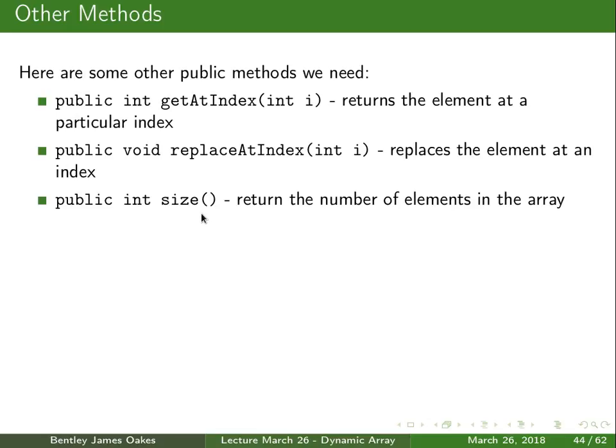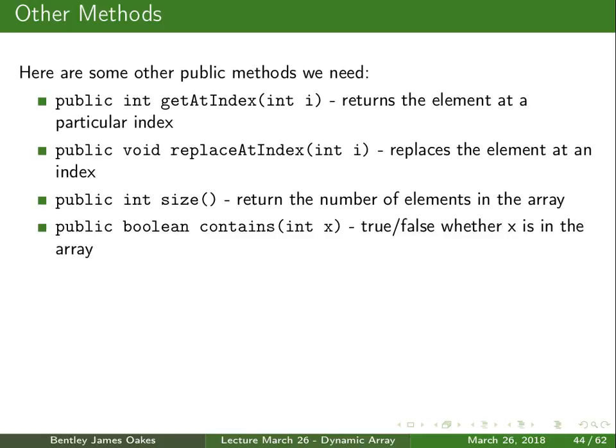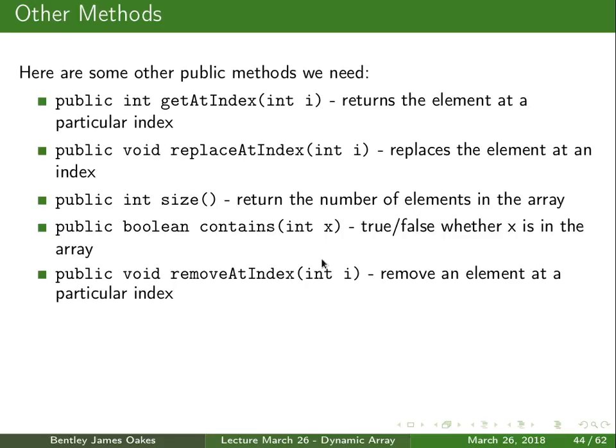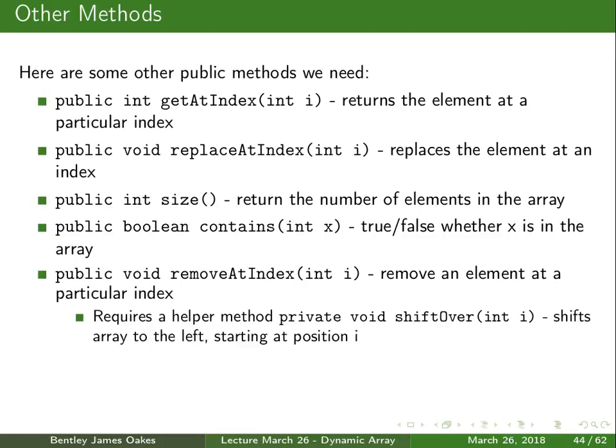We could have a getter method, size, to return the number of elements in that array. We can have a searching method in our dynamic array to search that inner array to tell the user whether that inner array contains x or not. That's very useful. A tricky one is remove at index int i, so to remove an element at a particular index.